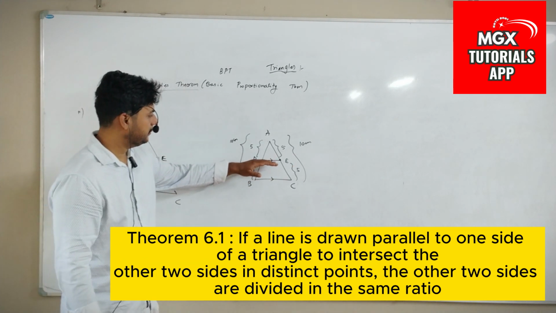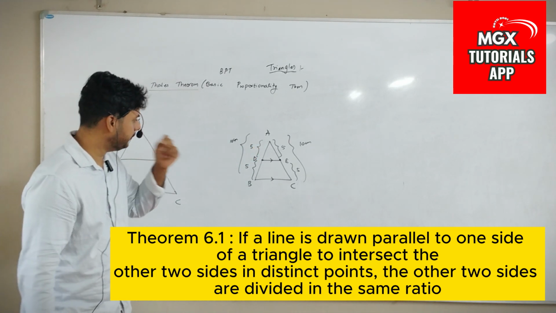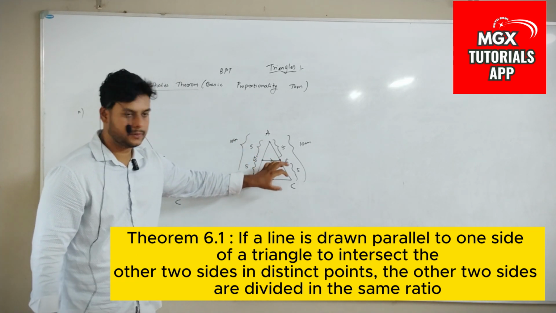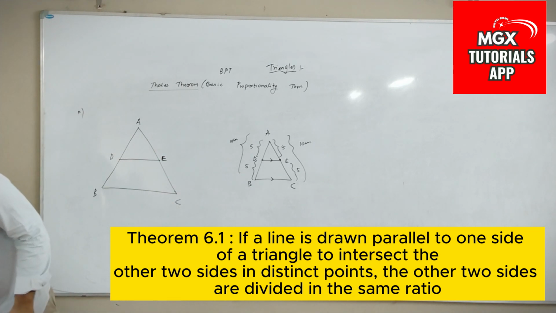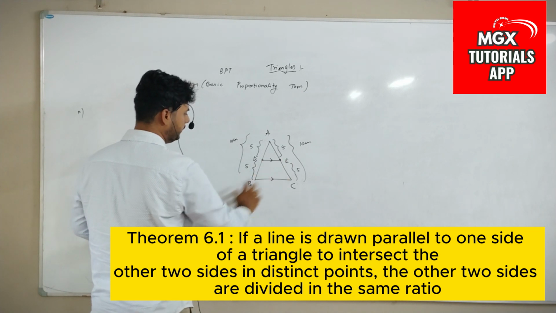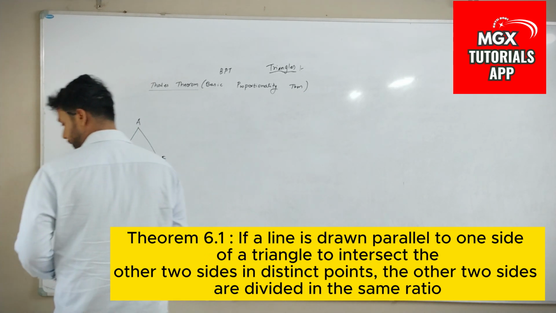If cut, they are proportional. They will be of the same length. If this is 5 centimeter, this also will be equal to 5. If this is 2 centimeter, this also will be equal to 2. That's what it means, okay? So we should prove AD by AE is equal to DB by EC. We will understand it more by doing a sum.